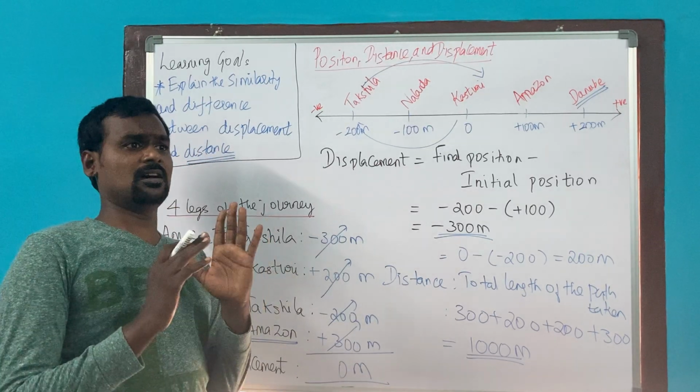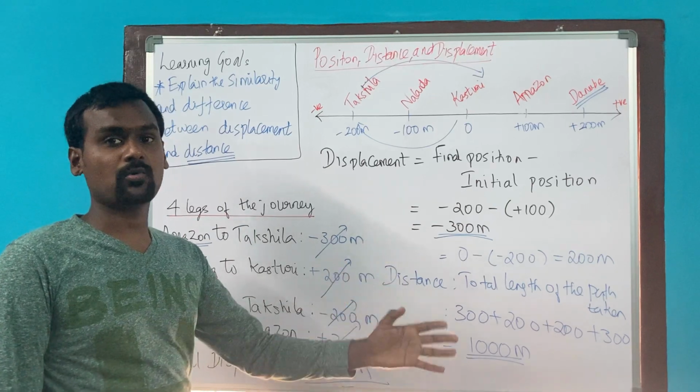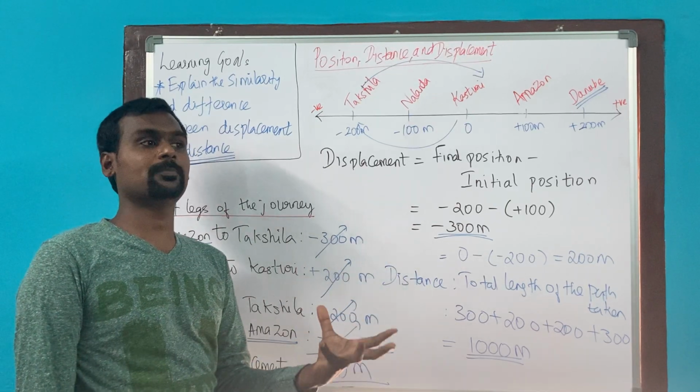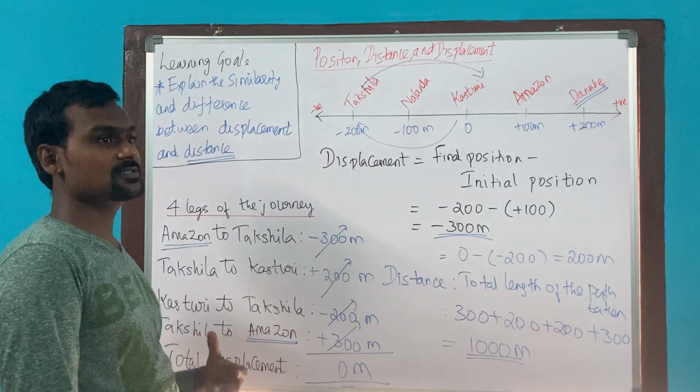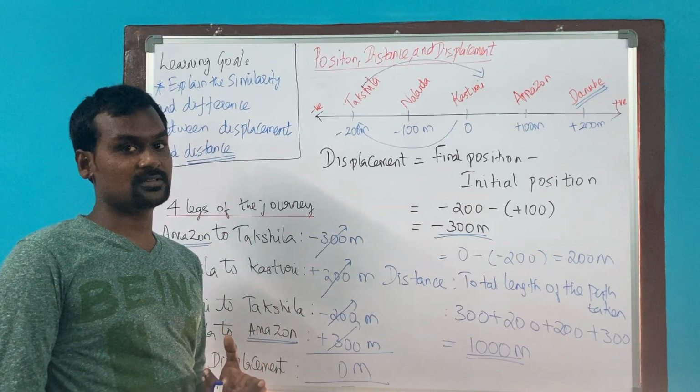To summarize, distance is a scalar quantity which just talks about the length of the path taken, whereas displacement is a vector quantity which has both magnitude and direction in its definition.